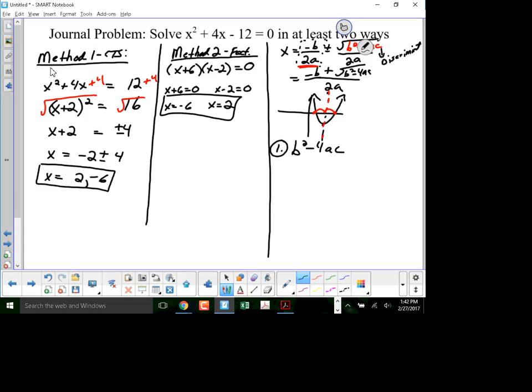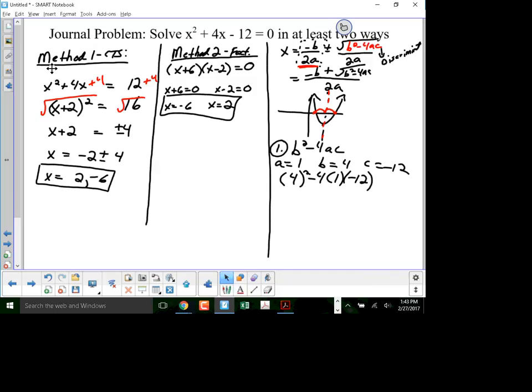So pull off your a, b, and c. A is equal to 1. B is equal to 4, and C is equal to negative 12. So b squared minus 4ac: 4 squared minus 4 times 1 times negative 12.